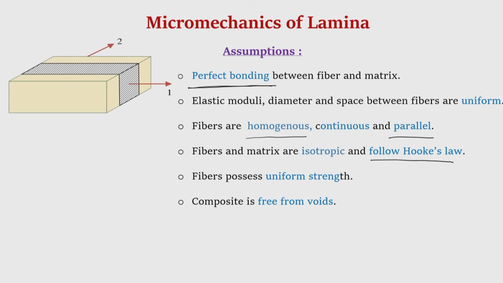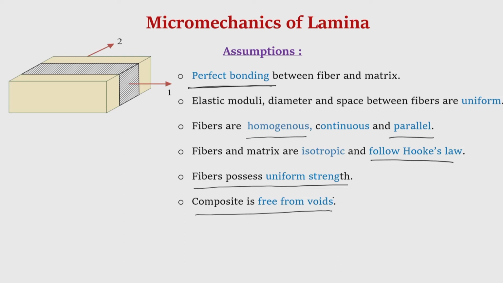The strength of the fibers is uniform, all the fibers are of uniform strength, which may not be true actually. When you have a large number of fibers, the strengths vary statistically, but we assume here that the fibers are of uniform strength, and as already mentioned, we consider the composite to be free from voids. If there are very small number of voids, this is a reasonable assumption. However, if the voids are significant, which may be because of manufacturing defects, then we have to consider voids, as we have seen just now.